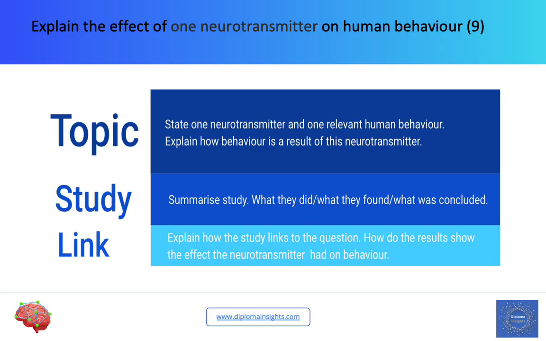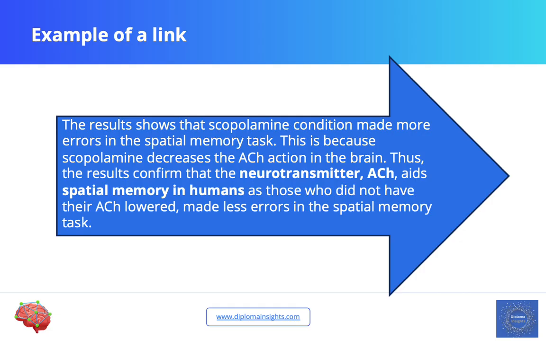one neurotransmitter. We then need to include relevant research, but we can just summarise this study. It's not the focus of our response. So we can tell you what they did, what they found, and what was concluded in the research. And finally, before we finish, we must make sure we include that explicit link to enable us to get into the top mark band bracket. How the study that we've chosen links to the actual question. How do the results of our study show that the neurotransmitter affected behaviour?